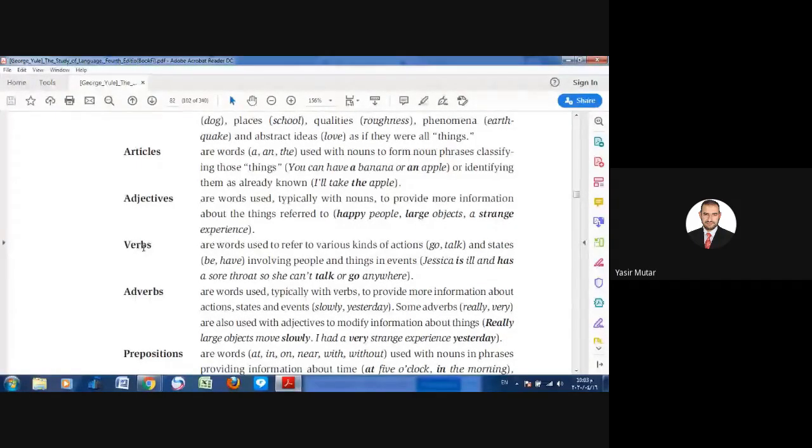Verbs. I think these are not very difficult things to discuss. But if you have got anything to ask, please write it down on a piece of paper, and I'll let you ask by the end of the lecture, inshallah.